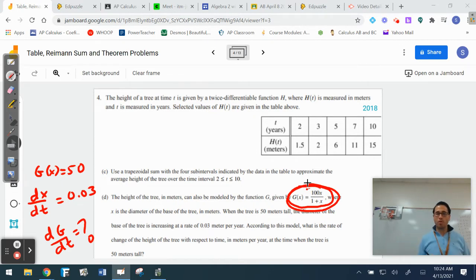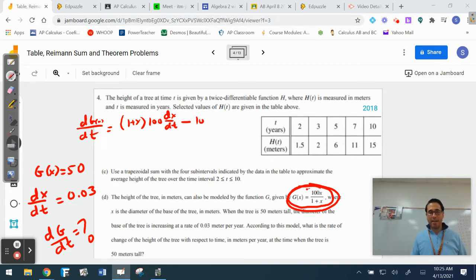Well, that's a quotient rule. So let's go dg, and it's really of x, over dt. This would be the low times the derivative of the high, and the derivative of 100x would be 100 dx/dt, minus the high, which is 100x, times the derivative of the low. And the derivative of the low, 1 plus x, would just be 1 but implicitly dx/dt, all over 1 plus x quantity squared.